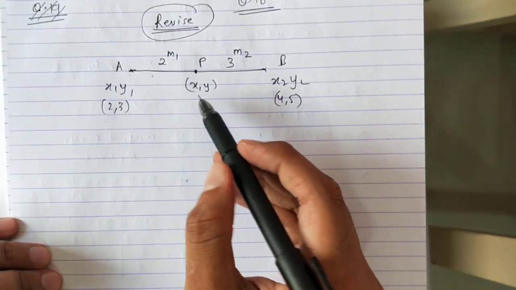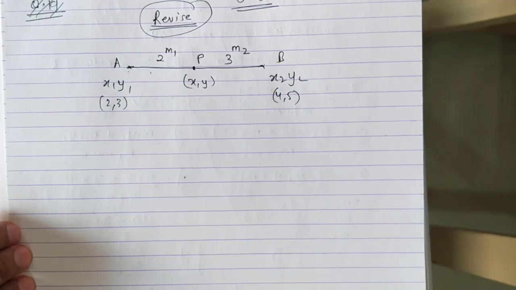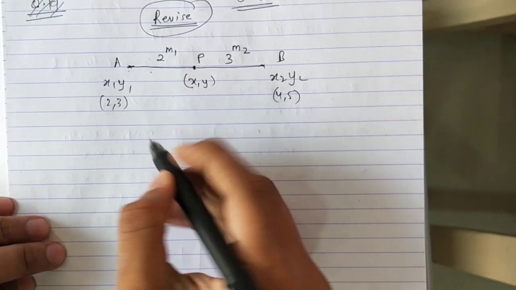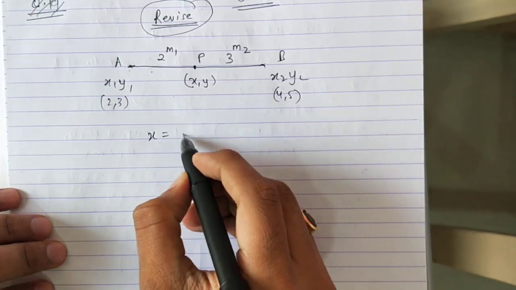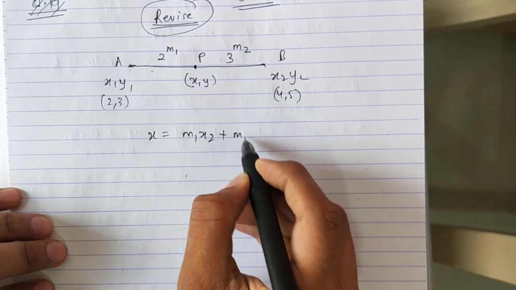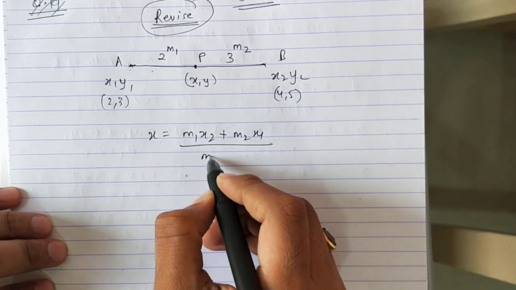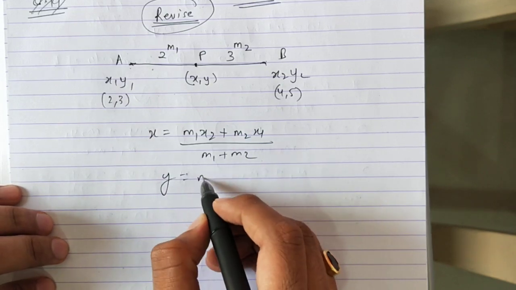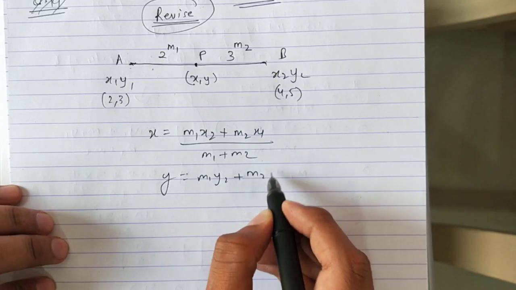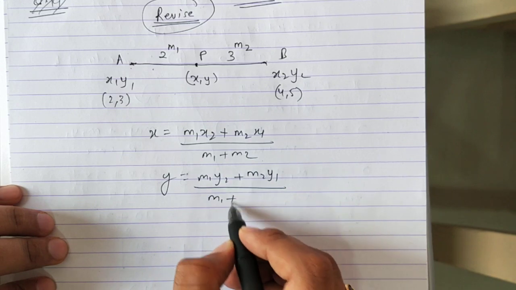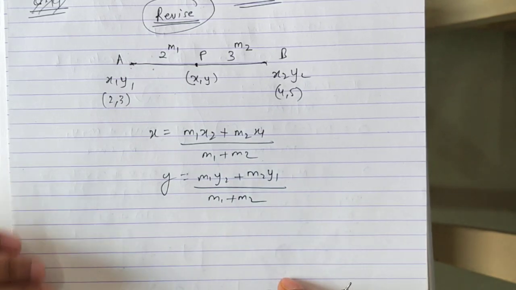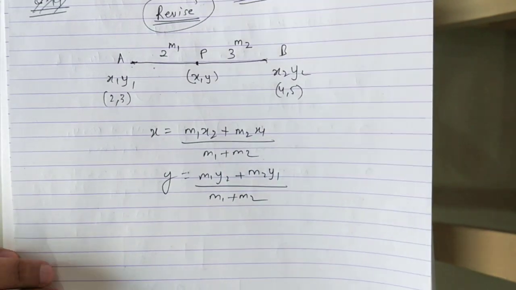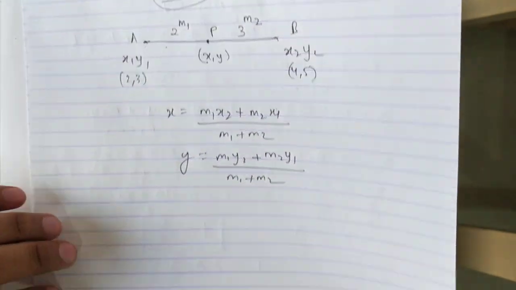Now how do I find the values? This x can be found by the formula (m1x2 plus m2x1) upon (m1 plus m2), and y is (m1y2 plus m2y1) upon (m1 plus m2). Then a few more points.